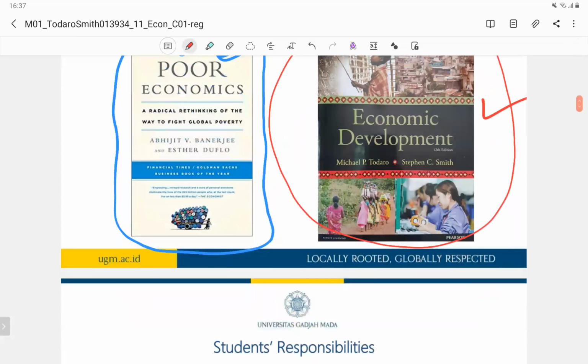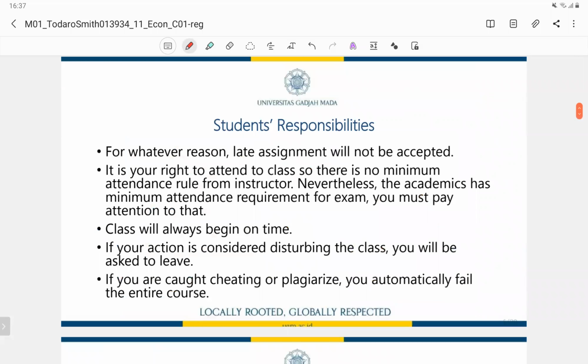And now we go to students' responsibility. This is important for you to pay attention to. Your first responsibility is that you have to submit your assignment on time. For whatever reason, late assignments will not be accepted. I will give you at least 1 week for each assignment, so you will know in advance if I'm going to give you an assignment. That's why if you submit it late, I will not tolerate it.